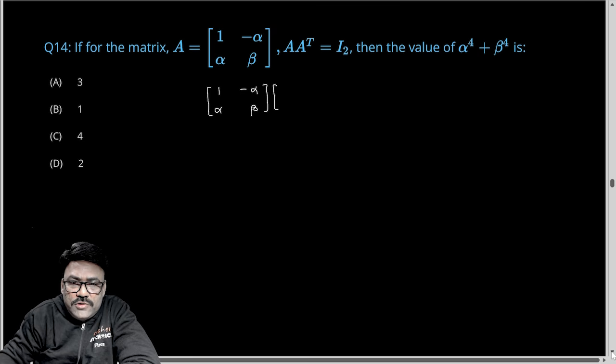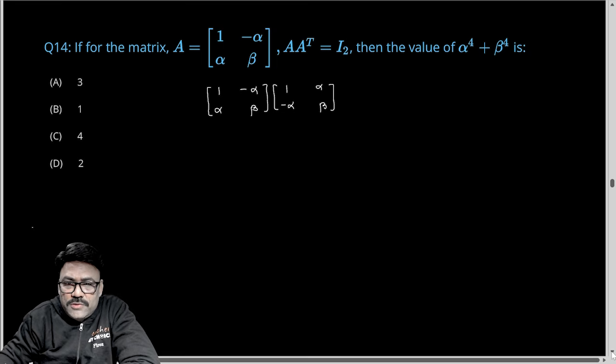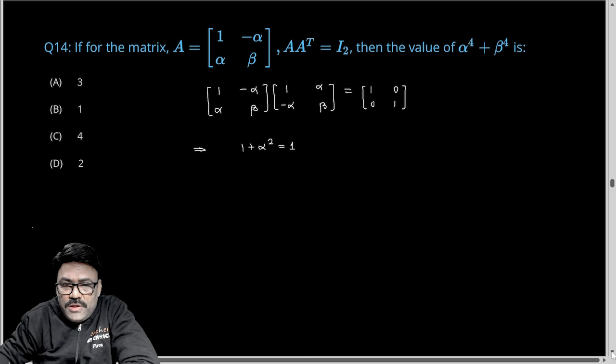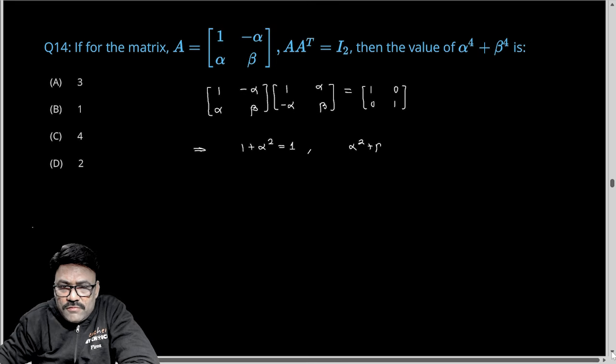And its transpose is what? Its transpose is 1 minus alpha beta. First row becomes first column, second row becomes second column, and this is equal to I2. I2 means identity matrix 1 0 0 1. So if I multiply first row with first column, I'm getting 1 plus alpha square is 1. If I multiply first row with second column, or if I multiply second row with second column, I will get alpha square plus beta square. This is also 1.